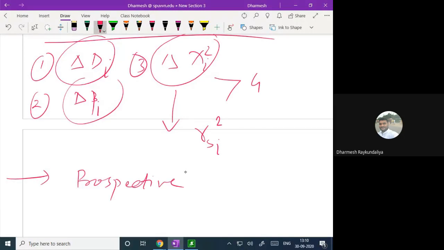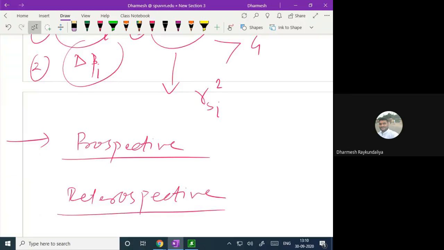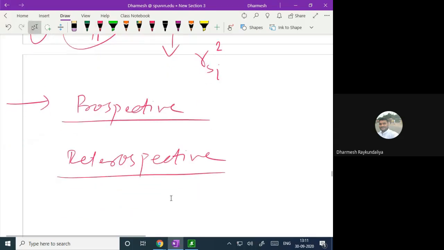Prospective study is also known as a follow-up study or cohort study. Retrospective study is known as a backward study or case control study. Prospective is a forward study: you give the exposure and then try to obtain the incidence of disease. In a retrospective study, you have a disease group and a non-disease group, and you retrospectively take a sample from them and study the impact of exposure.